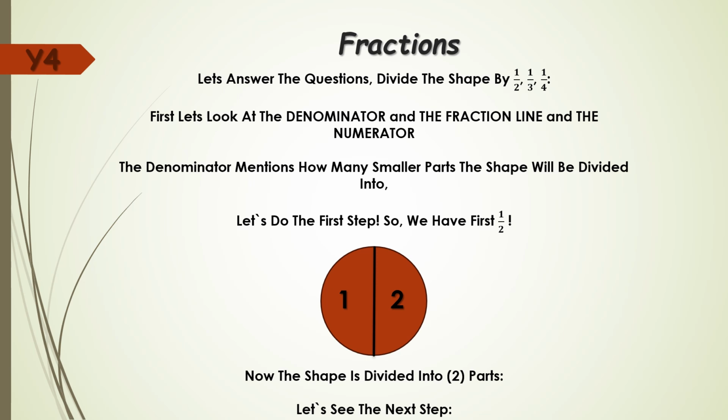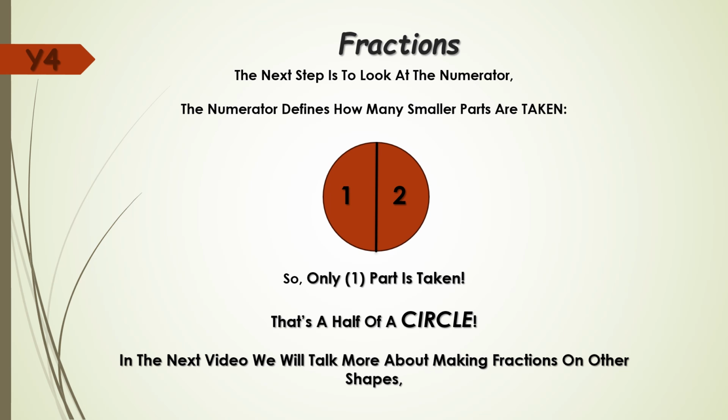Now we got the denominator, so we put a line through the circle, and we have 2 parts. Let's see the next step. The next step is to look at the numerator. What is the numerator? The numerator is the upper number of the half. In this case, it's the 1.